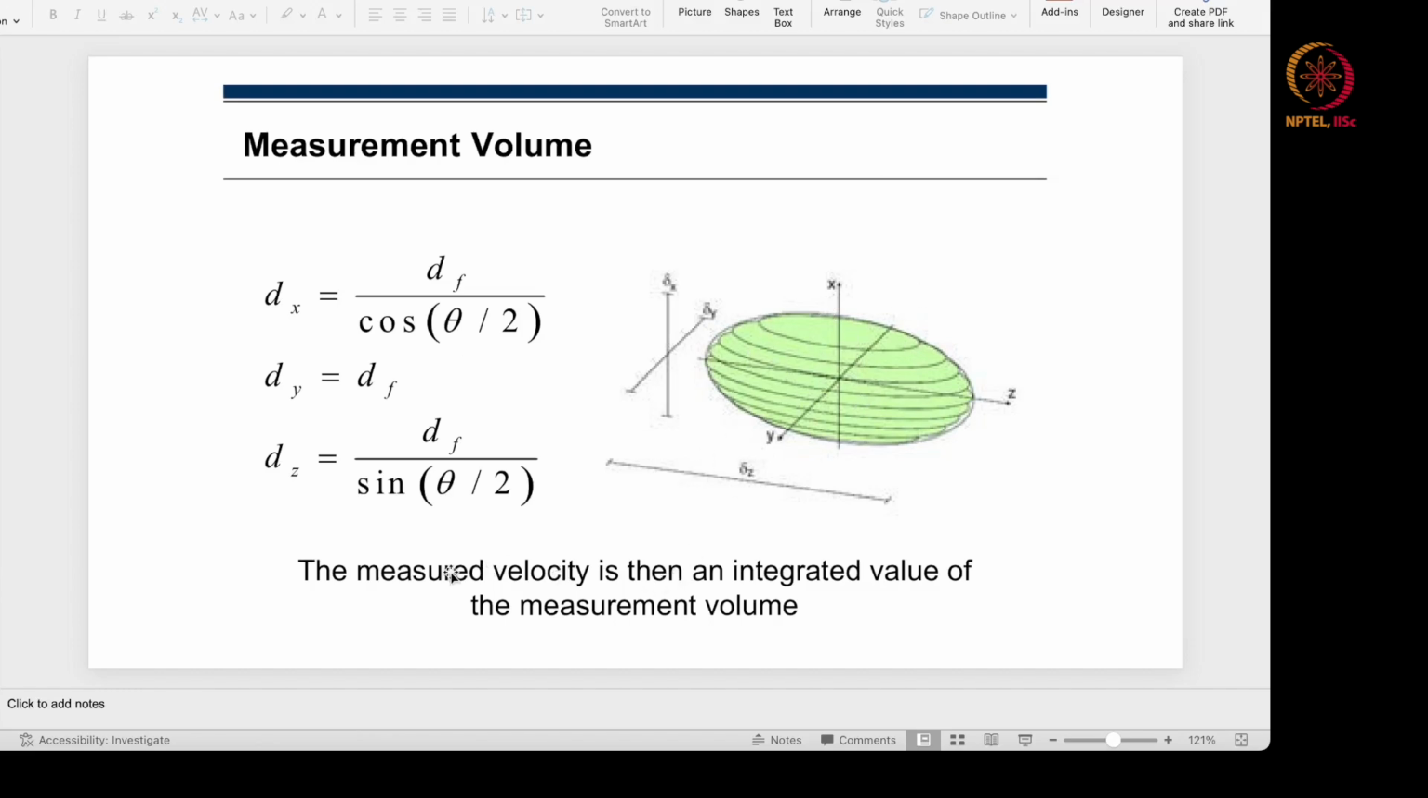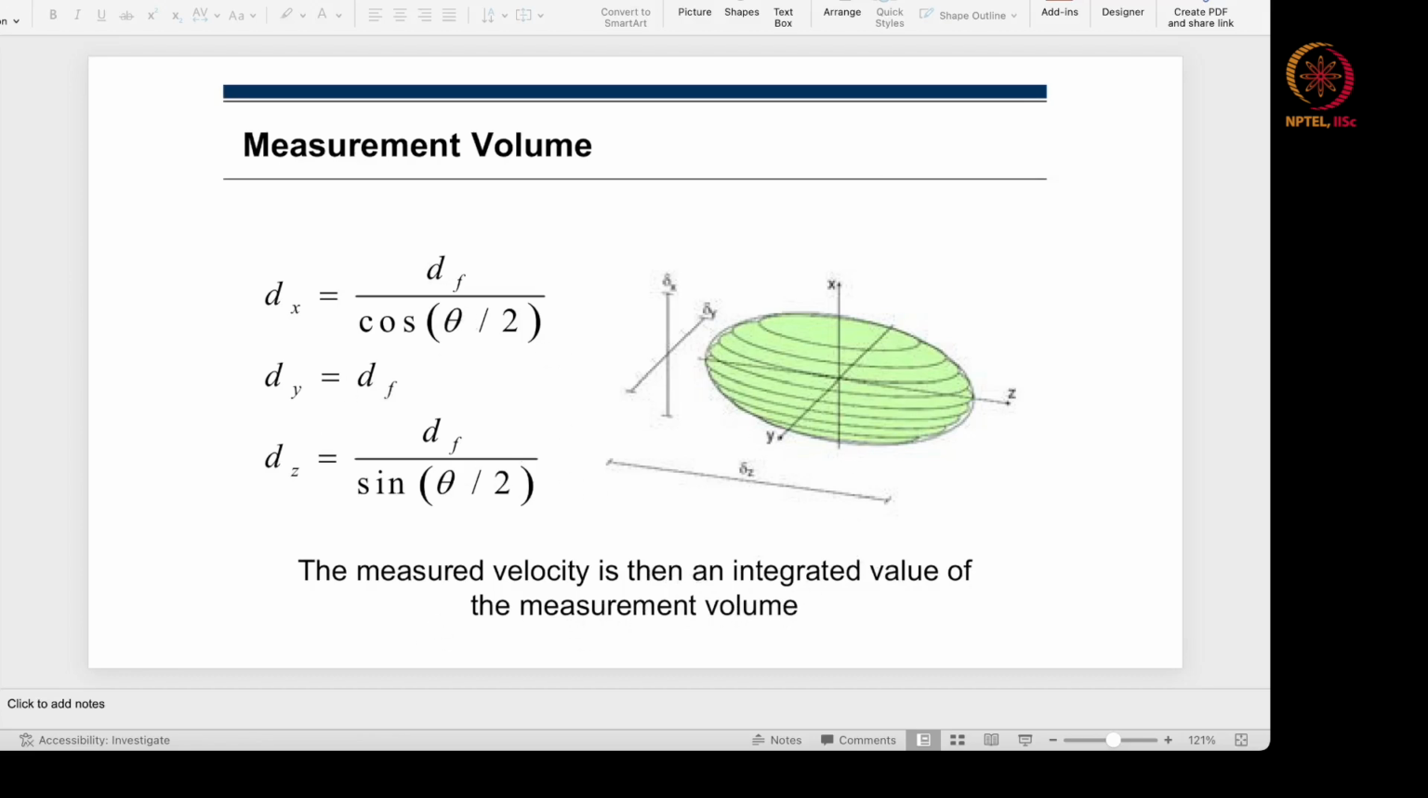The velocity that you measure is an integrated value over this measurement volume. This measurement volume is therefore not very symmetrical. It has lower dimensions on the x and y side, higher dimensions along z, and this is how the fringe lines also appear. So the measured velocity is an integrated value over the measurement volume. This is the important part to know about this.